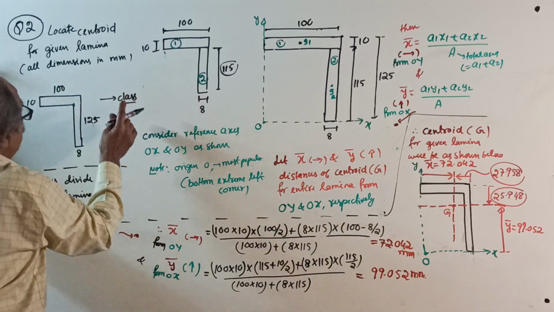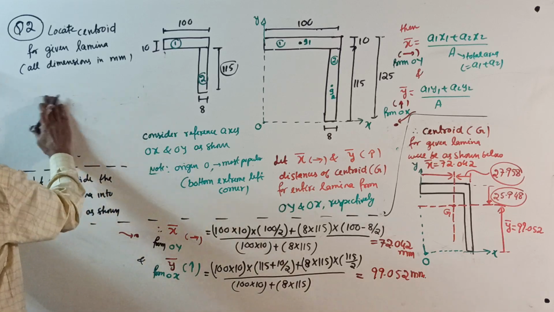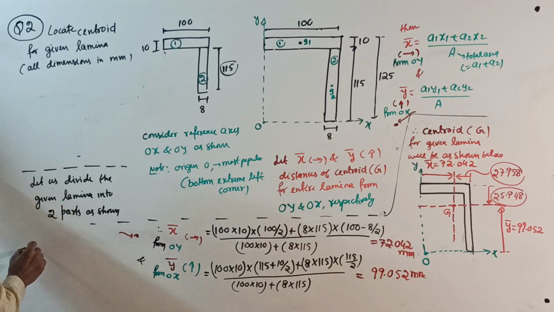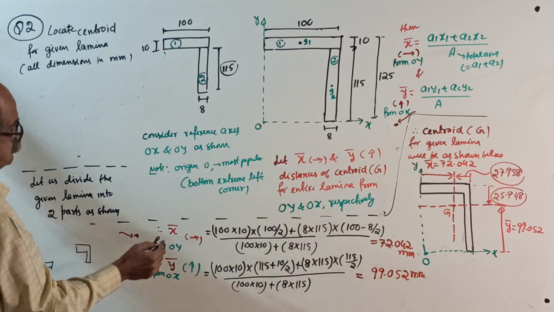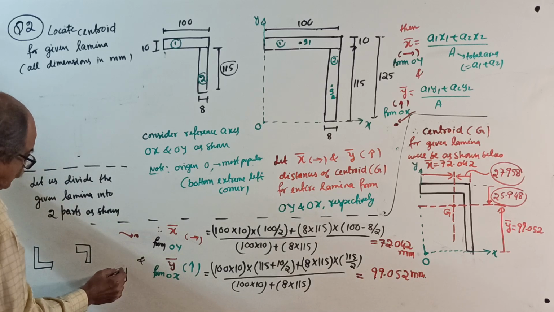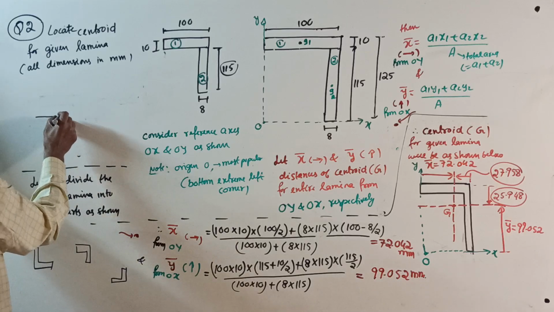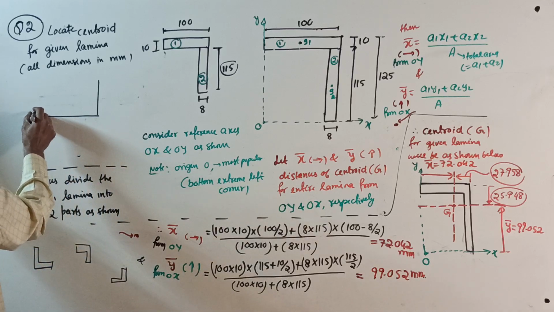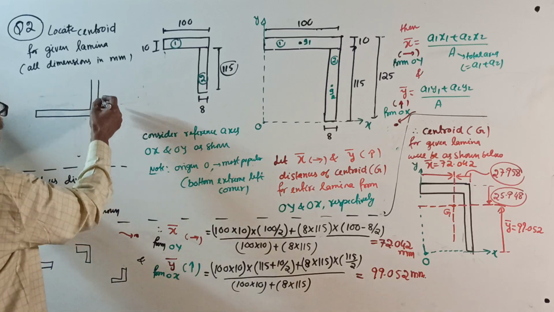Okay, this question over. Now, question 2. Locate centroid for given lamina. Actually, I prepared a question there to save the time. I already solved one angle of this type in the class, and just now we solved an angle of this type. Now I will solve an angle of this type. 90 by 60. Thickness are 8, both equal.